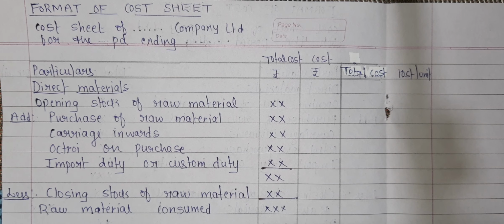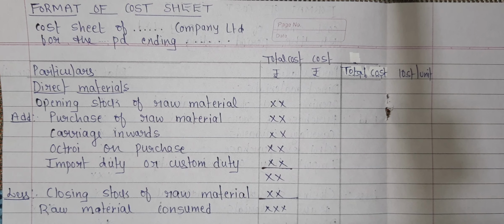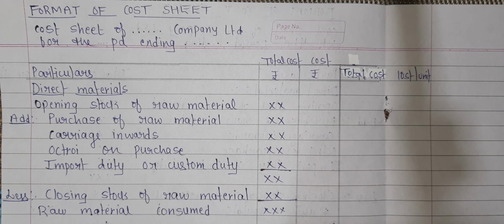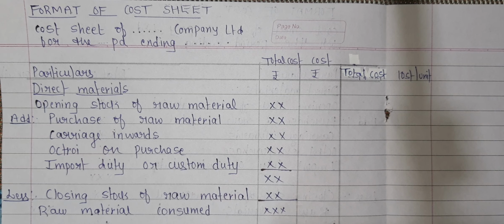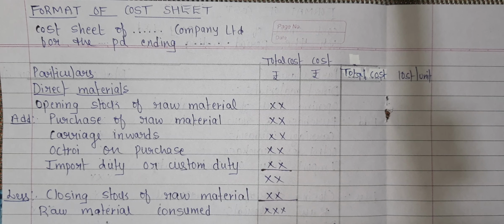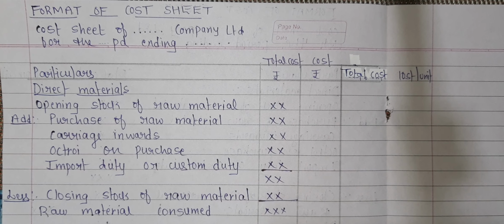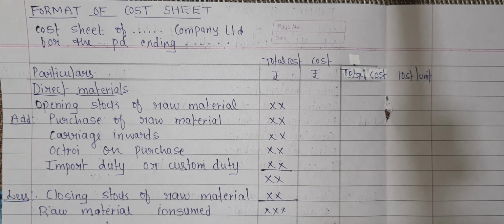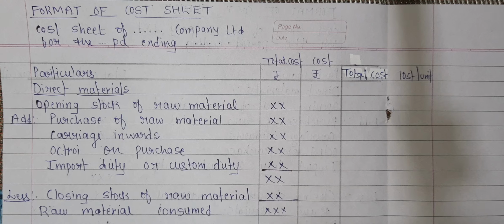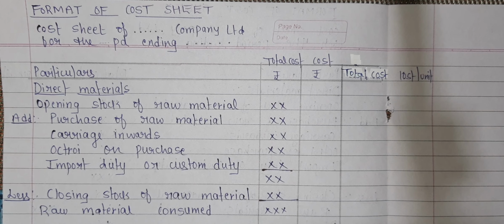Hello everyone. In this class, I am going to teach you about the format of cost sheet, how to prepare the cost sheet. A cost sheet is a statement that shows the total cost of production and the cost per unit of a product. So it helps businesses to analyze and control cost effectively. Okay. Now let's see the format of cost sheet.